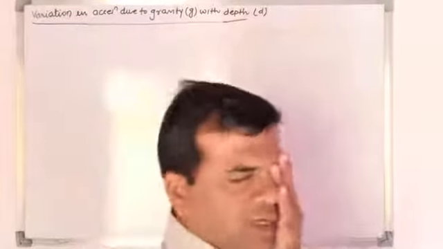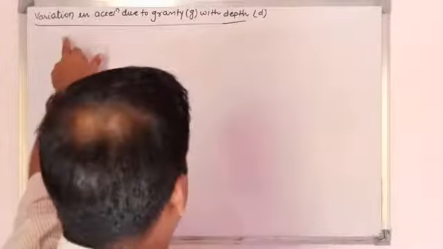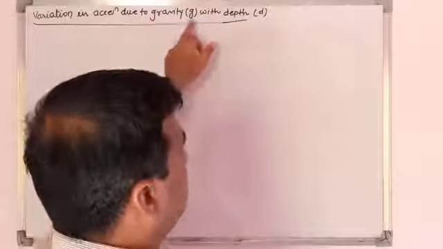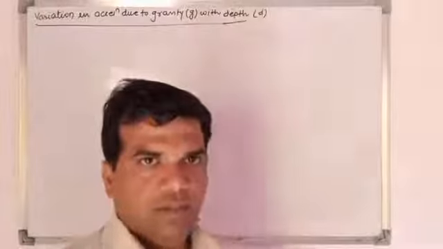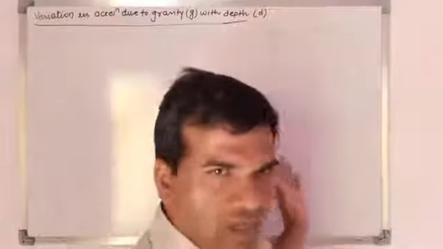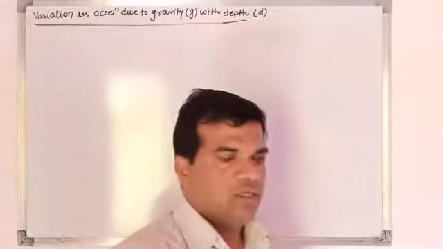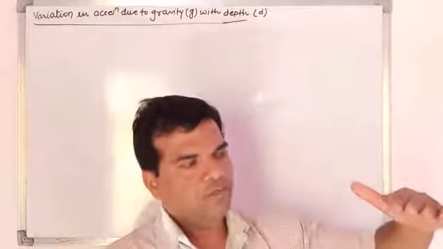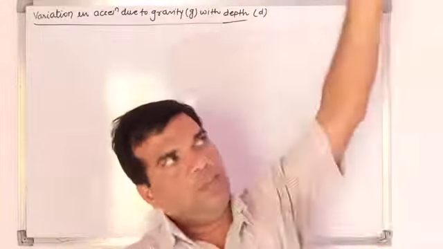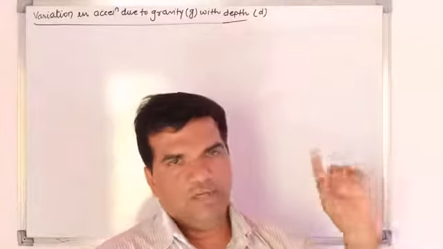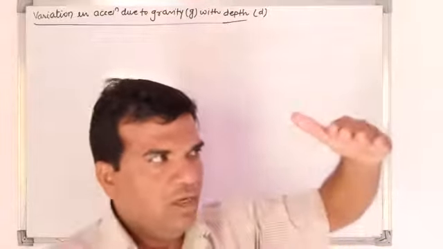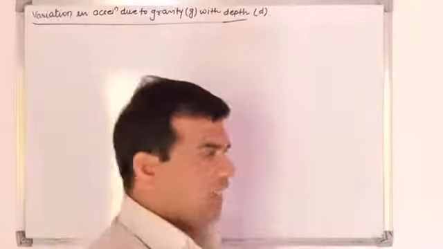Now, our next topic is variation in acceleration due to gravity g with depth. In the earlier topic we have seen the effect of acceleration due to gravity at altitude, that is, above the surface of Earth. Now we have to see the effect of g below the surface of Earth, that is, in depth.